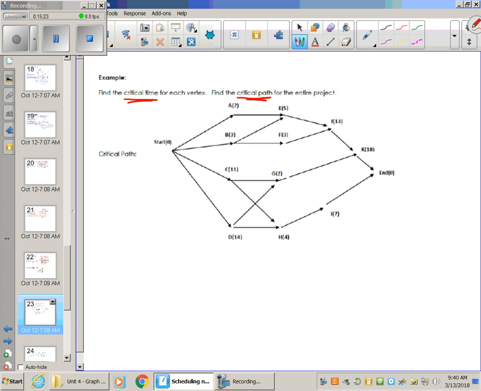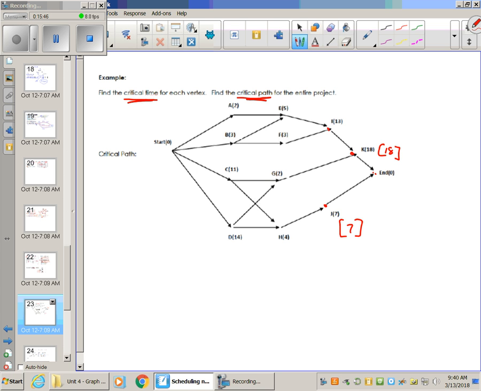We're going to do this problem using the backflow algorithm. So it says start from the end. Let's start with the vertices that are pointing at the end. Their critical time is just going to be their processing time, because that's how long it takes to get to the end. So 18 hours and 7 hours, or minutes or whatever.